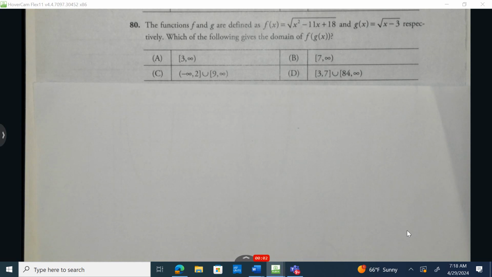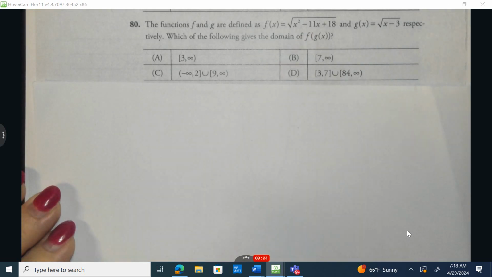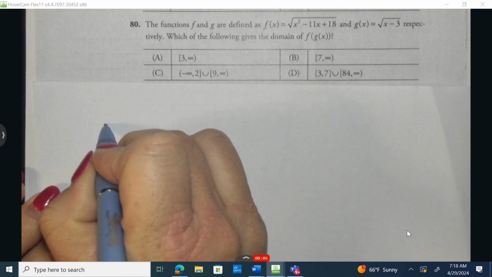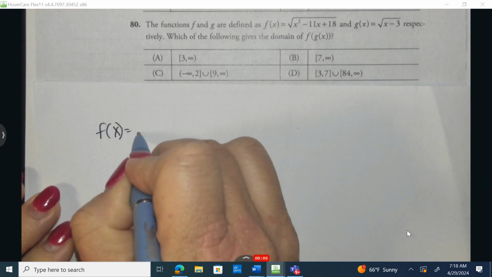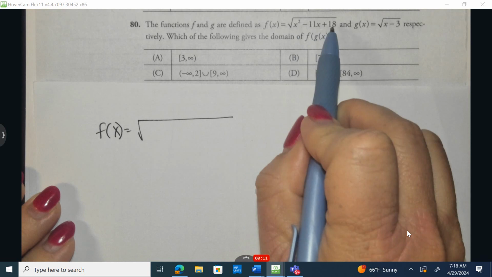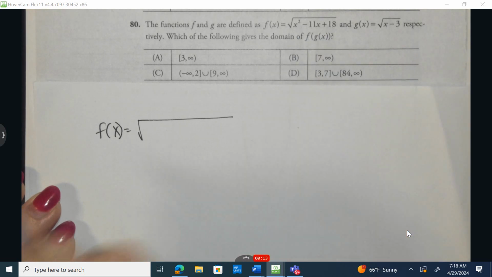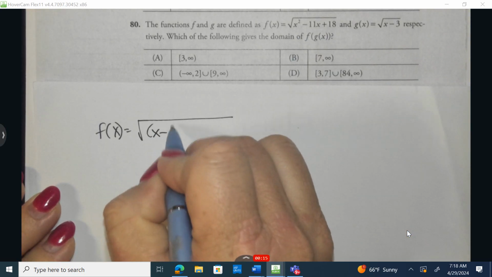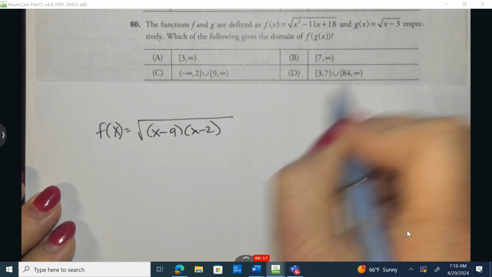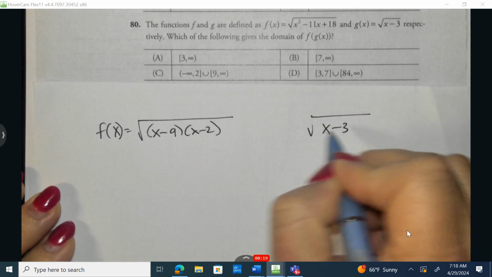Recall that domain means what are we allowed to plug in. I'm going to start by rewriting this. And so I can see that f of x is equal to, let's see, what multiplies to give us positive 18 and combines to give us a negative 11. That'd be x minus 9 and x minus 2. Over here I have an x minus 3.